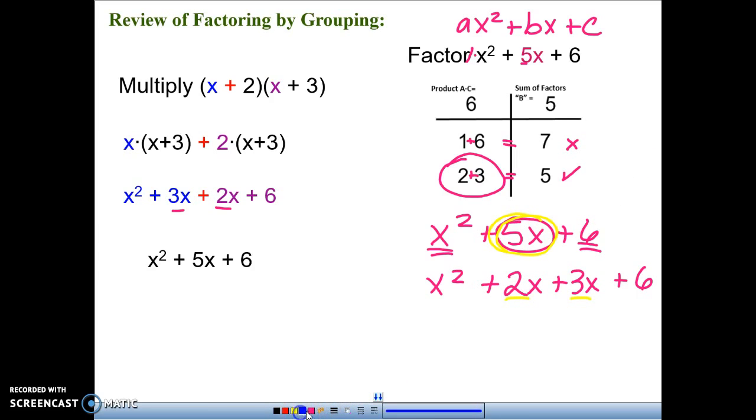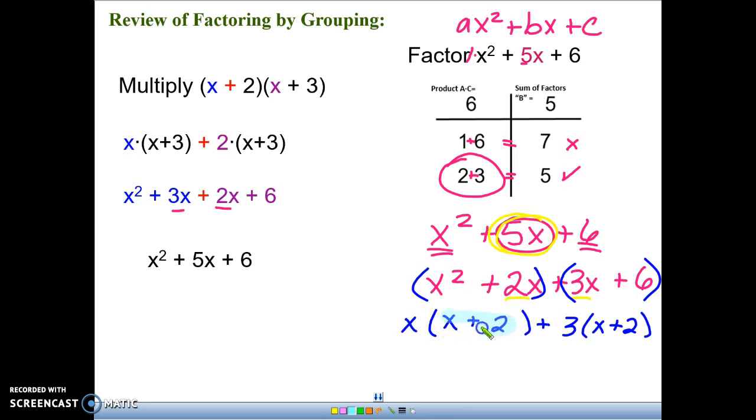Now I can factor by grouping. I'm going to group these two together, and I'm going to group these two together. My GCF in this group is x. X times what gives you x squared? That's x. Bring down the plus. X times what gives you 2x? That's got to be a 2. Over here, bring down the plus. What's the GCF in this group? That's 3. 3 times what gives you 3x? That's got to be an x. Bring down the plus. 3 times what gives you 6? There's your 2. The whole goal in factoring by grouping is to create that common binomial factor.